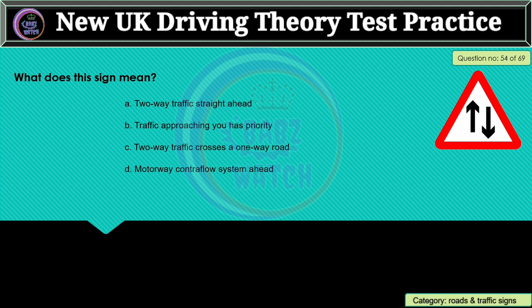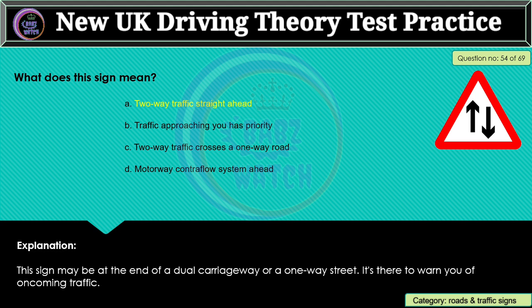Question 54 of 69. What does this sign mean? A. Two-way traffic straight ahead. B. Traffic approaching you has priority. C. Two-way traffic crosses a one-way road. D. Motorway contraflow system ahead. The correct answer is A. Two-way traffic straight ahead. Explanation: this sign may be at the end of a dual carriageway or a one-way street. It's there to warn you of oncoming traffic.